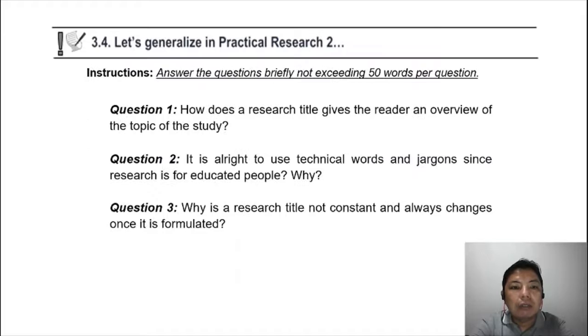Okay? For the next topic, I want you to answer the question briefly, not exceeding 50 words per question. So question number one, how does a research title gives the reader an overview of the topic of the study? Number two, it is all right to use technical words and jargon since research is for educated people, and why? And number three, why is a research title not constant and always changes once it is formulated? So I want you to answer these three questions, not exceeding 50 words per question.